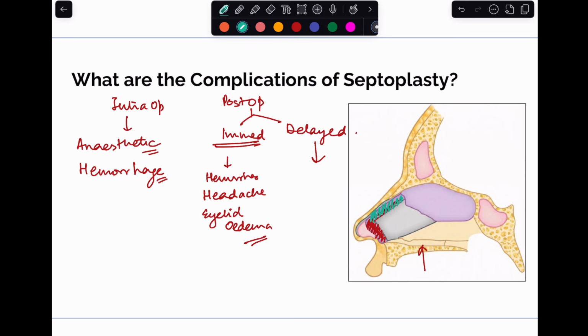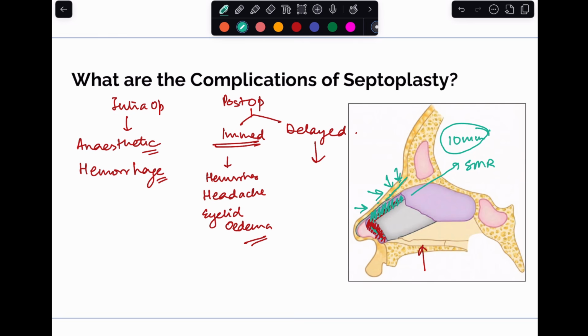Now this L strut has to be maintained so as to ensure that there is adequate support to the external nose. If this is not maintained, which is exactly what would happen in SMR, we remove a lot of the cartilage. In here, we maintain a 10 millimeter L strut. So this L strut basically helps in maintaining the support to the external nose.